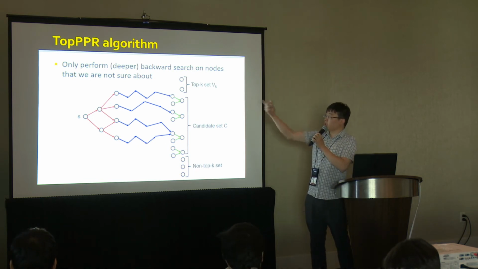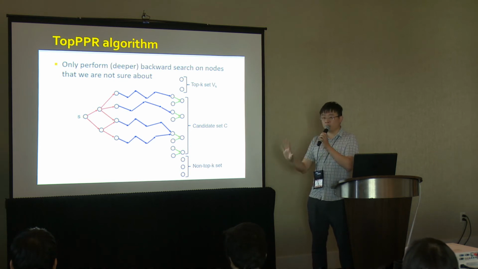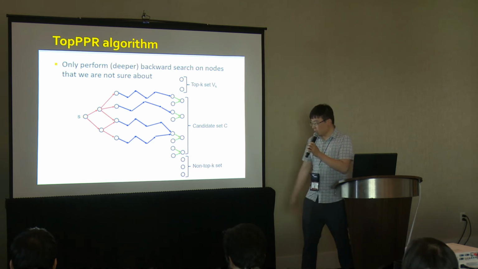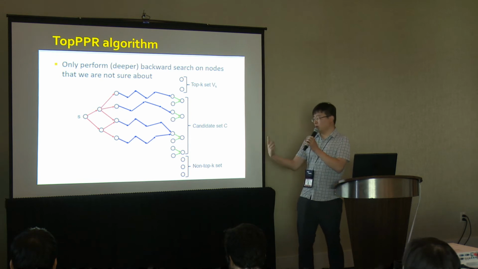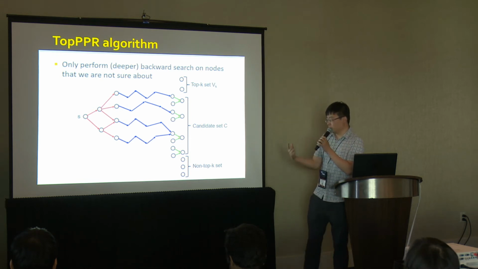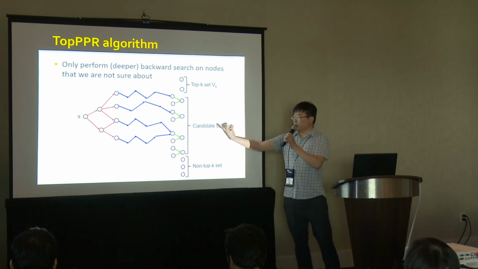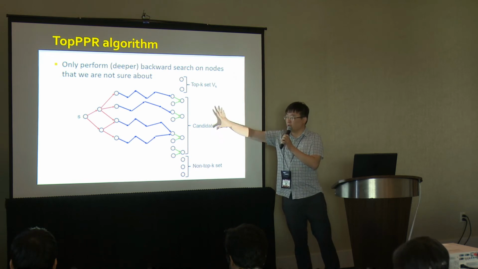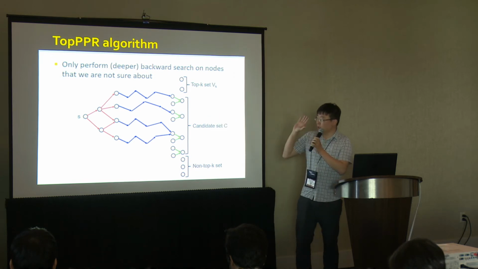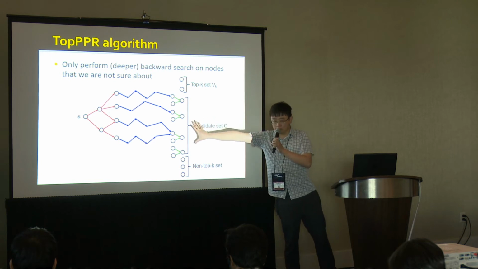The TopK set, which consists of nodes that we are confident to classify as TopK nodes. And the non-TopK set, which we classify as non-TopK nodes. And the candidate set, these are the nodes that we are not sure about, and we are going to compute backward search only on these nodes.